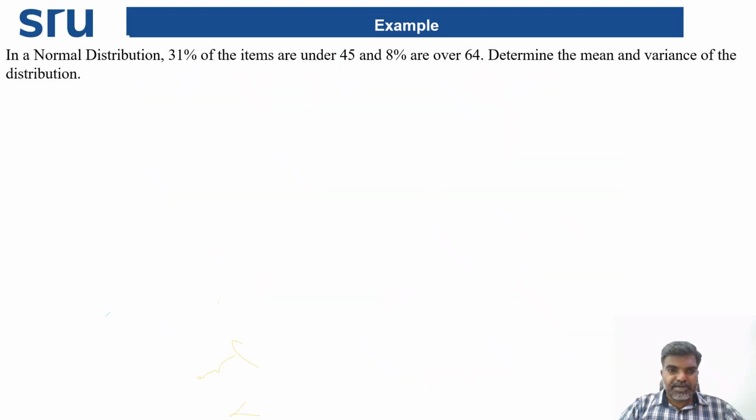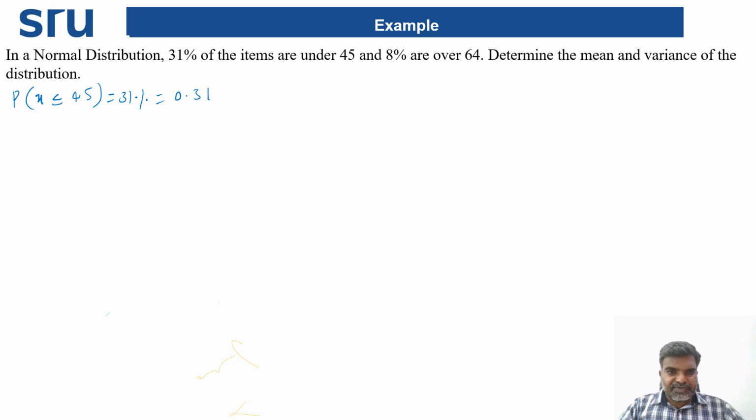Now we will see one more example here. Here also areas are given. First we have to find the z values, then mean and variance. So first condition, what is that? In a normal distribution, 31% of the items are under 45. Under 45 means, suppose x is less than or equal to 45. What is the probability? It is 31%, which means 0.31.